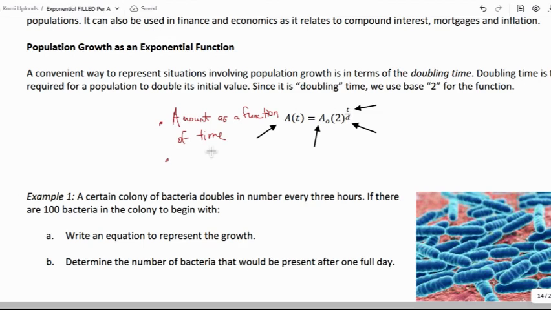Another way we could think of it is the independent variable versus dependent, or input and output. Looking at this equation, which one is the independent variable or the input? Time. How do I know? Well, it's in the brackets, right? The input is time because it's in the brackets. And then the dependent is going to be the amount, or the output.